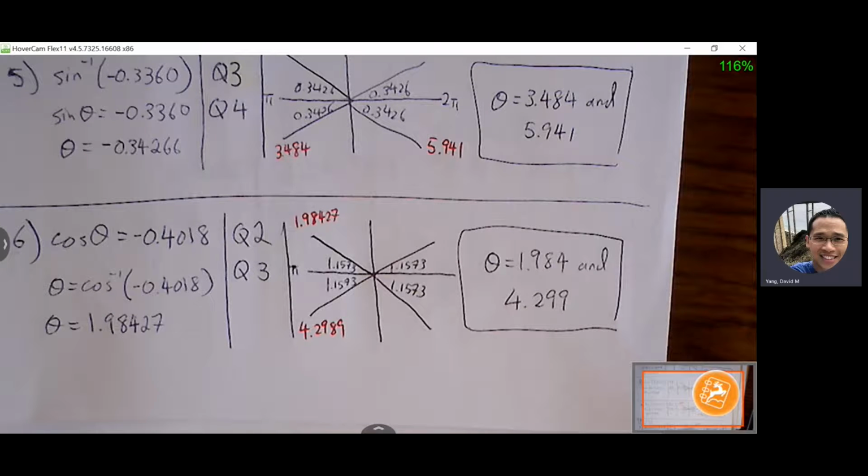Okay, so let's try another one of these. Can you guys try number 8? Try number 8. Because you should be good with everything else. It's just the inverse cosine negatives that's strange.